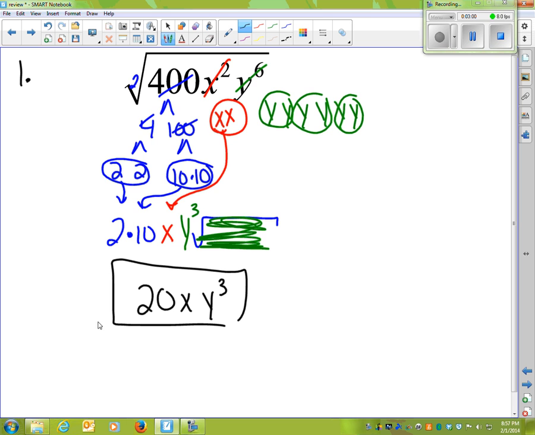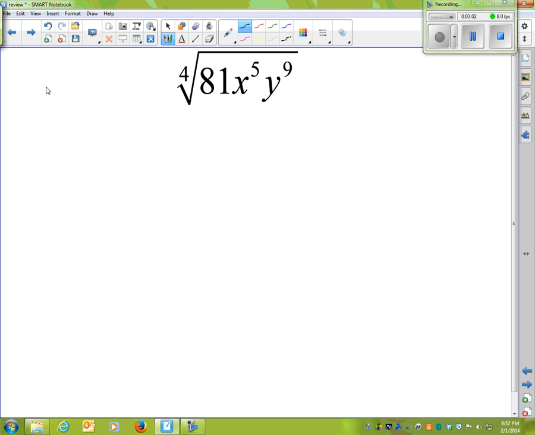Moving on to number 2. This time, I'm looking for groups of 4. Whatever your root is, that's how many you're looking for in a group to circle and pull out. So this time, it's groups of 4.